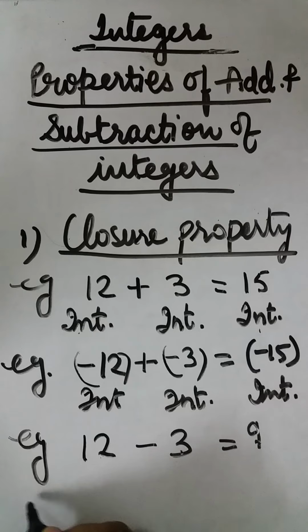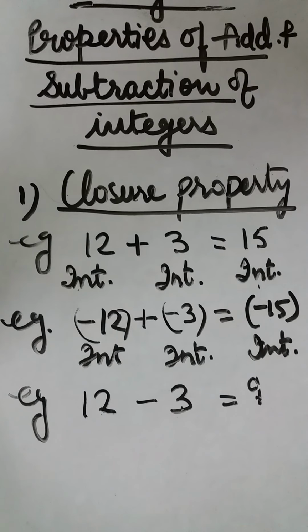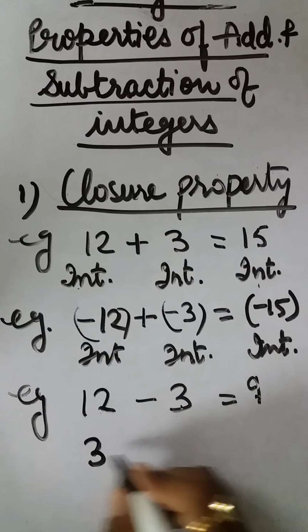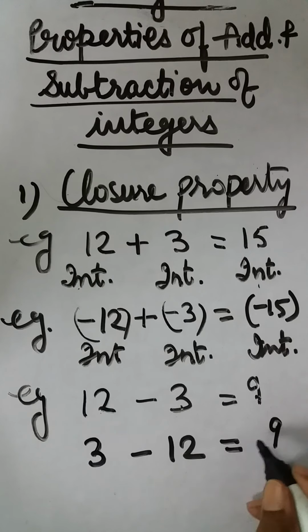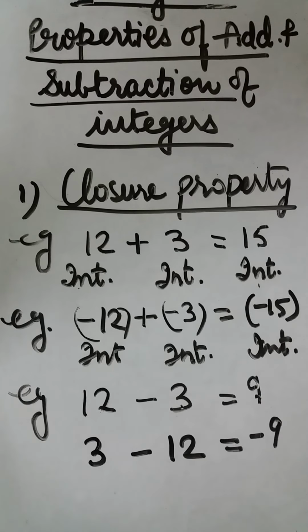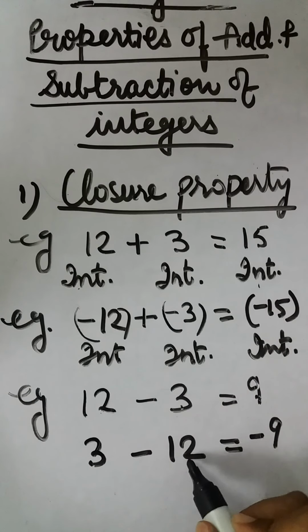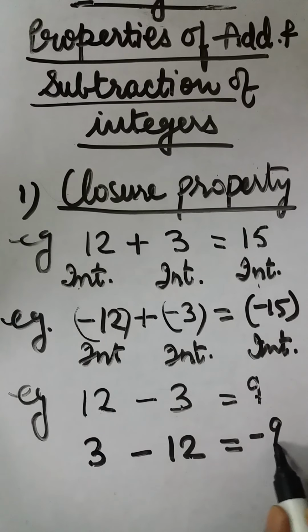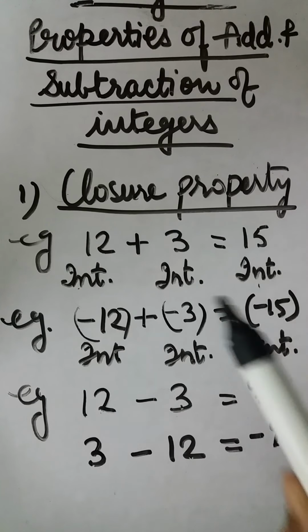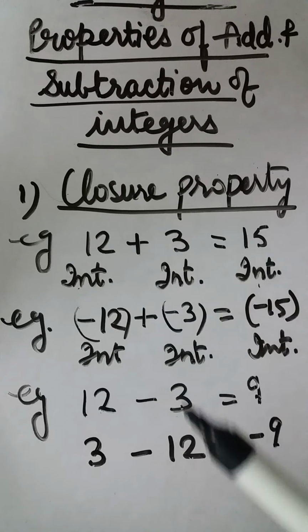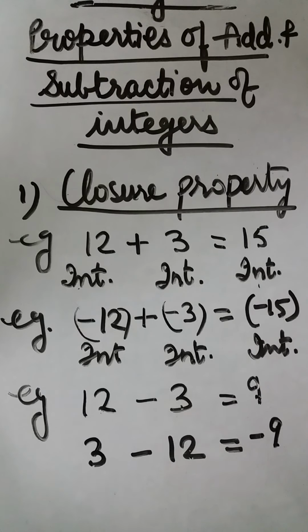Taking one more example, 3 minus 12, the answer is minus 9. 3 is an integer, 12 is an integer, and the difference is also an integer. So we can say that yes, integers are closed under subtraction, or we can say closure property holds good in both addition and subtraction.